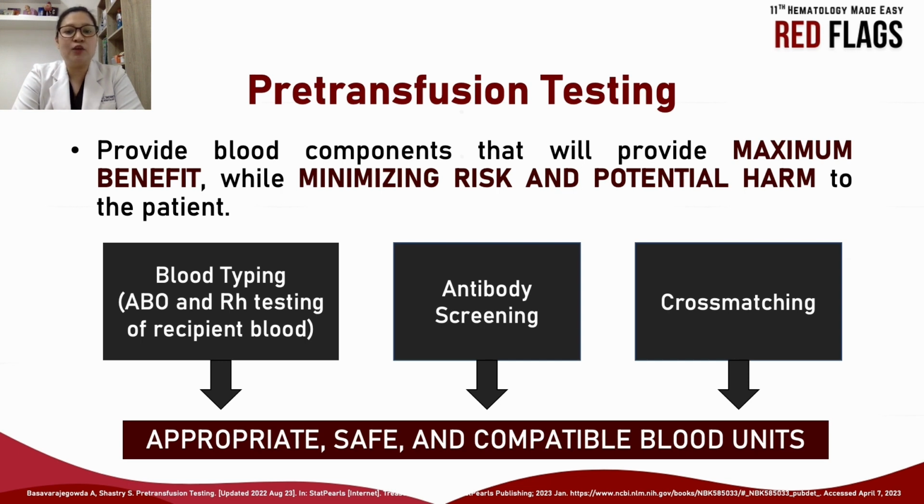These tests include blood typing of the recipient, antibody screening, and cross-matching. This activity emphasizes the importance of positive patient identification, compatibility testing, and appropriate product labeling to ensure that the right blood is given to the right patient at the right dose, hence ensuring appropriate, safe, and compatible blood units.